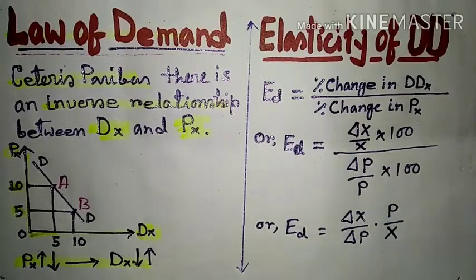On the demand curve, we have taken 2 points. One is A point and another one is B point. At point A, we can see price is 10 rupees and demand is 5 units. And at point B, we can see price is 5 rupees and demand is 10 units.